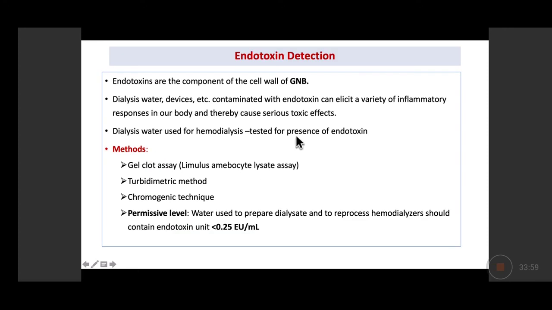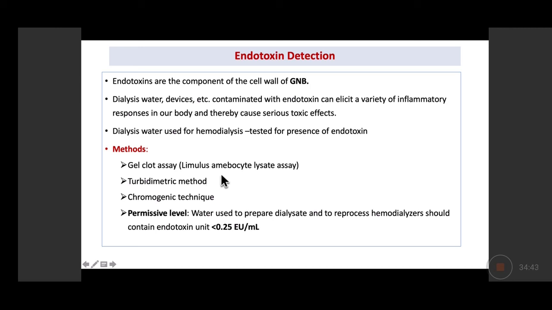Now another is endotoxin detection that we do generally in the hospital setting for the dialysis water, and it can be done with the help of the gel clot assay, that is also known as the Limulus amebocyte lysate assay. Actually Limulus is a horseshoe crab. Okay, so crab has blood cells which are known as amebocytes. So generally what happens is that the endotoxin of bacteria causes clotting of these blood cells of the crab. Okay, so these blood cells of the crab are commercially present as lysate. This test is known as the gel clot assay.